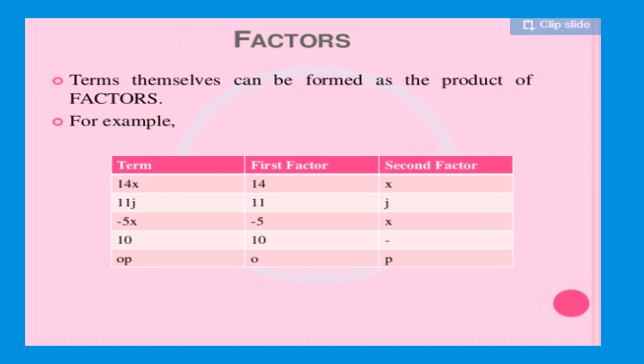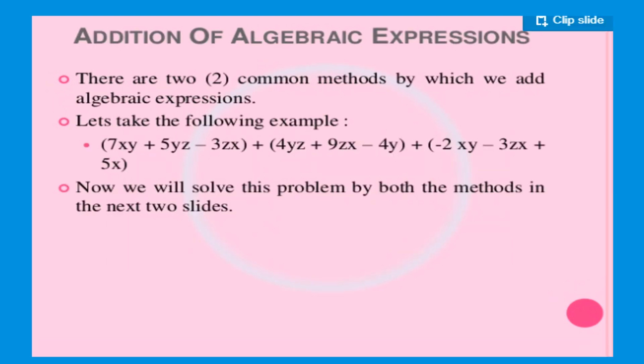Now, terms that form a product are called factors. For example, here 14x. So 14 is the first factor, x is the second factor. So, they have been split up here. Minus 5x: minus 5 is one factor and x is the next factor. 10: 10 is the first factor. Here there is no other factor. OP: O is the first factor and P is the second factor.